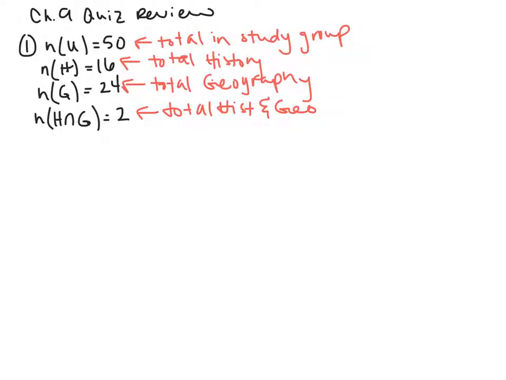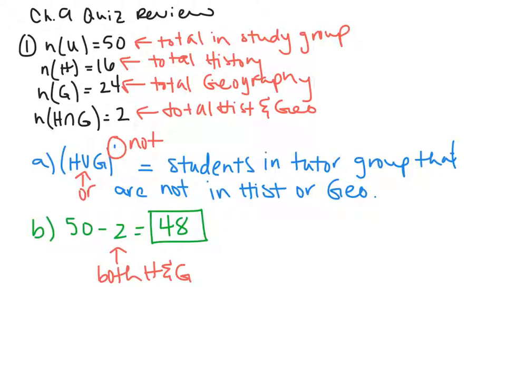This is the Chapter 9 quiz review video. Number 1 gives us some information about students in a tutor group and then asks us some questions about it. Part A wants us to explain in words what the complement of H union G is. Union is "or" and the complement is basically "not". So this is saying the students who are in the tutor group that are not in history or geography.